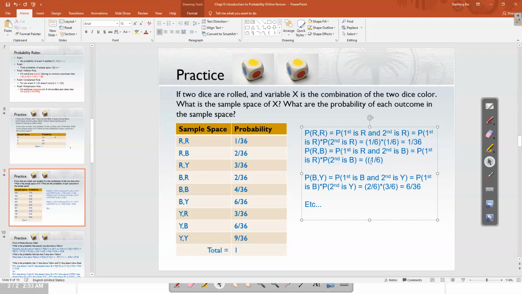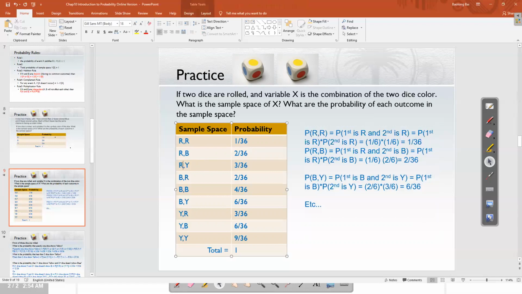And what's the probability the second die is blue? That'll be 2 out of 6, right? So then you multiply together. You don't have to simplify this. 2 out of 36, right? So that's red and blue, and so on. So red and yellow, 1/6 times 3/6, blue and red, 2/6 times 1/6, blue and blue, 2/6 times 2/6, right?